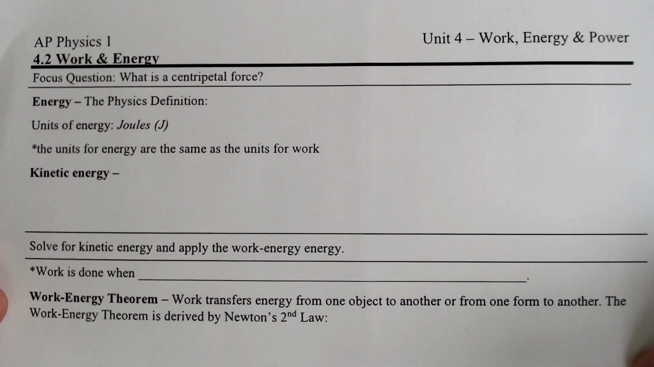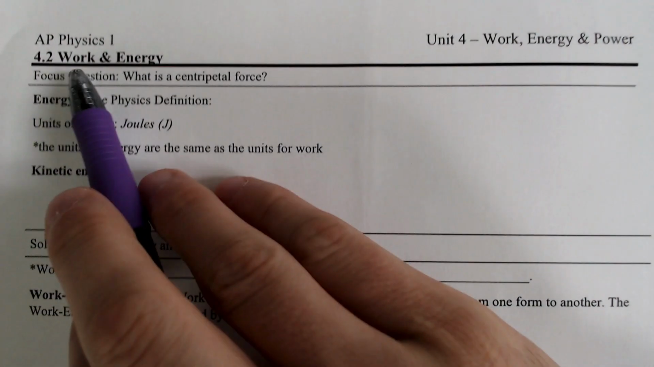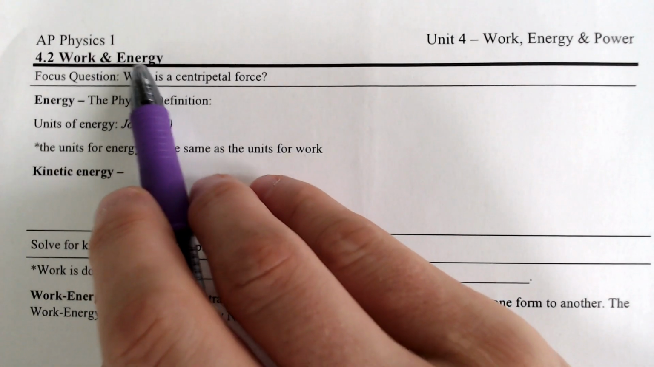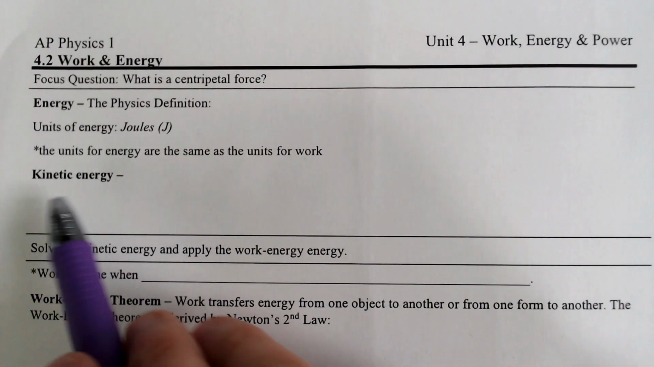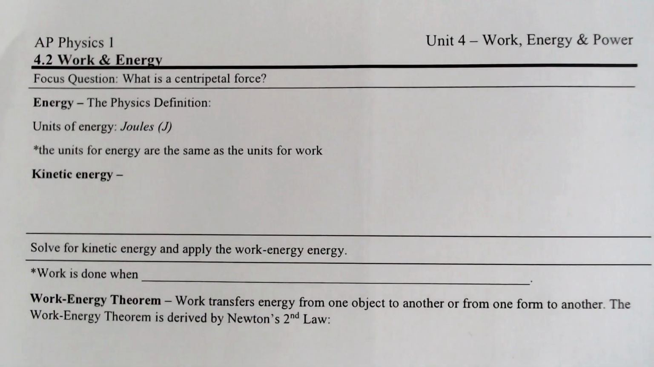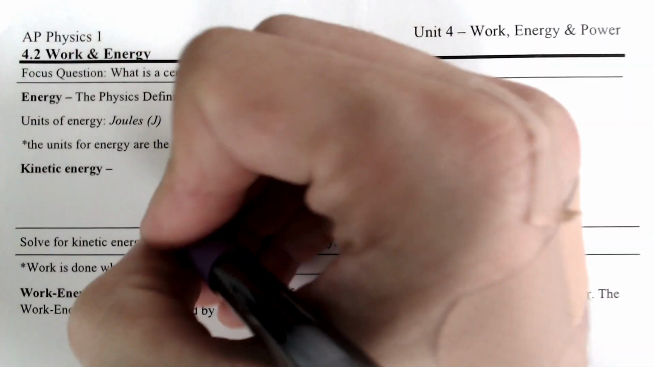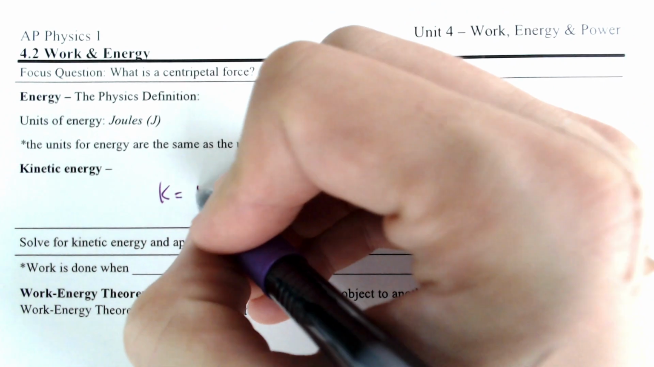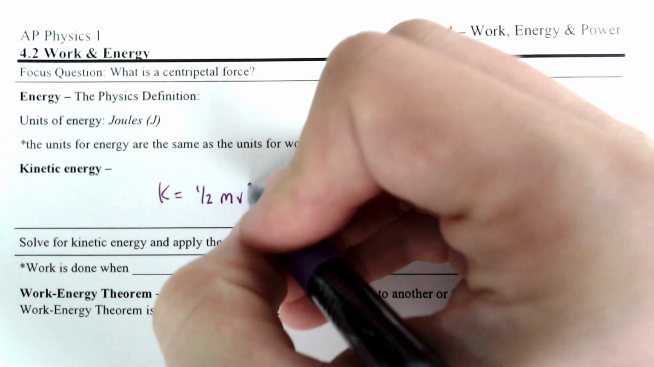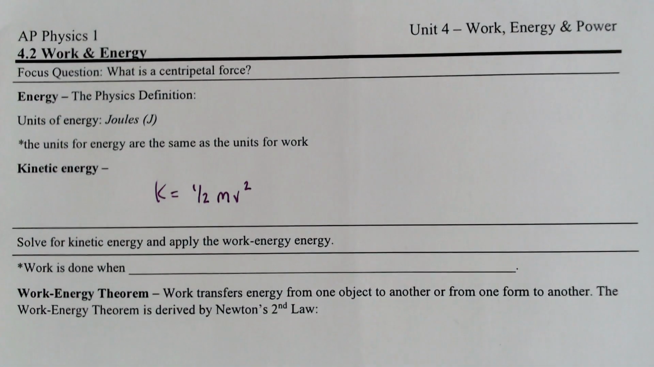Today we're going to be talking about a really important one, and that is connecting work to energy, specifically kinetic energy in this case. Now, kinetic energy is the energy of movement, and it is denoted by the formula K equals 1/2 mv squared, where m would be the mass and v would be the velocity.